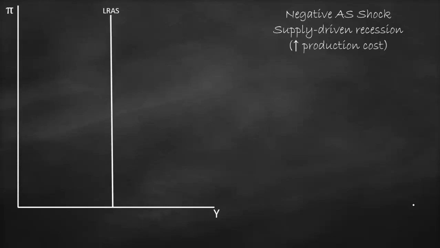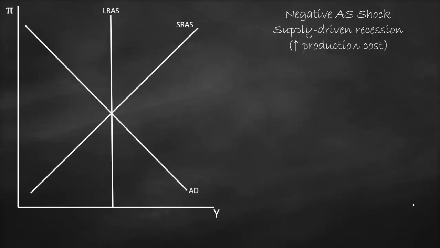Let's assume that we have a negative aggregate supply shock, which we can call a supply-driven recession. An example of this is a higher production cost, such as higher energy cost. So let's draw our long-run aggregate supply curve, which is a vertical line, our upward short-run aggregate supply curve, and our downward aggregate demand curve.